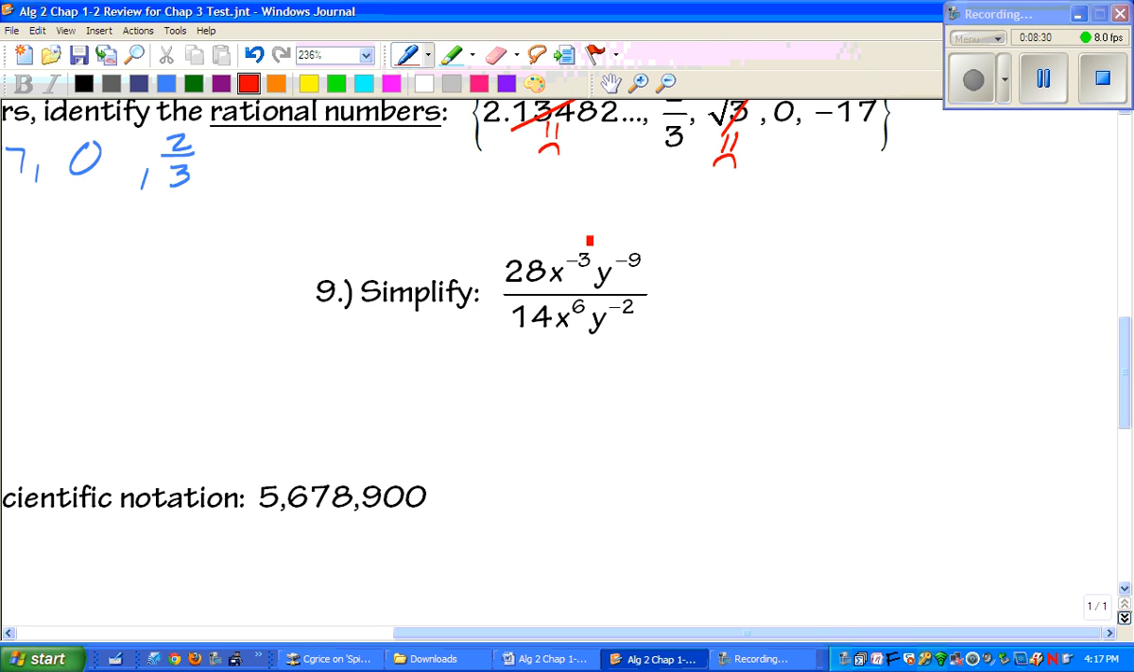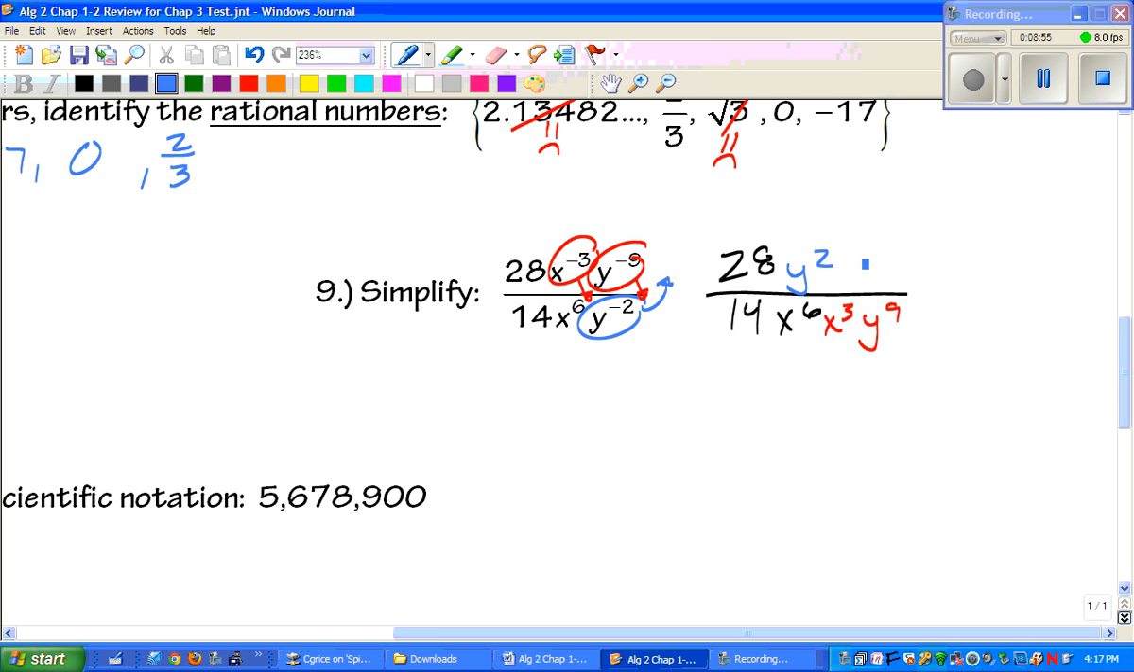All right, simplify. Remember, when your exponent's negative, you drop it like it's hot. If it's already on the bottom, bring it to the top. So that's going to be the first thing that we do. The x to the 6th stay down there. On the bottom, x cubed, y to the 9th, and then we moved the y squared up top.